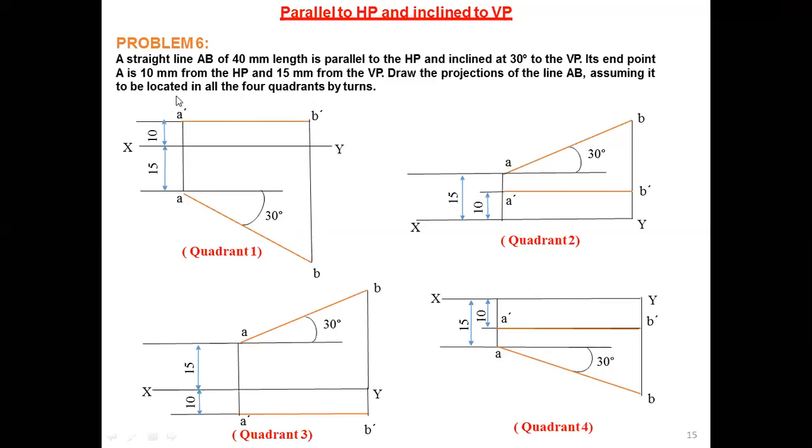From here also you project it upwards. Since he is saying straight line AB 40 mm length is parallel to HP, this is the true length and this will be the apparent length. Getting my point? Yes, sir. Apparent length means it is not true size, it is not true length. The length is foreshortened. That's why it is called apparent length.